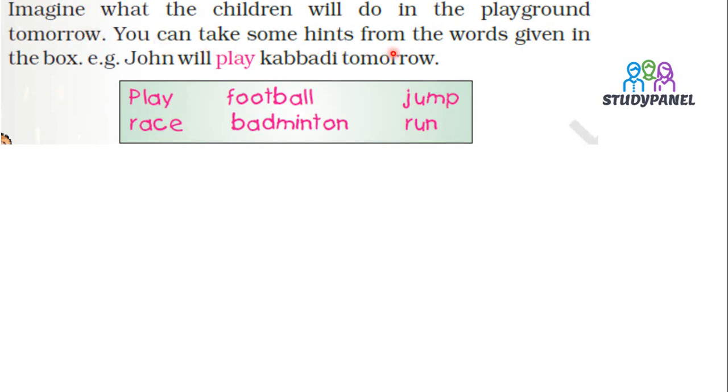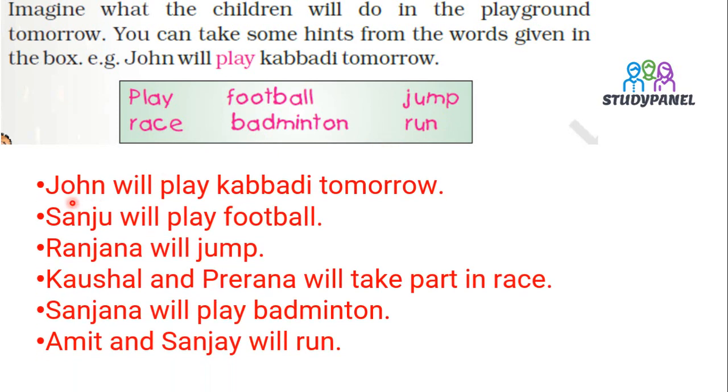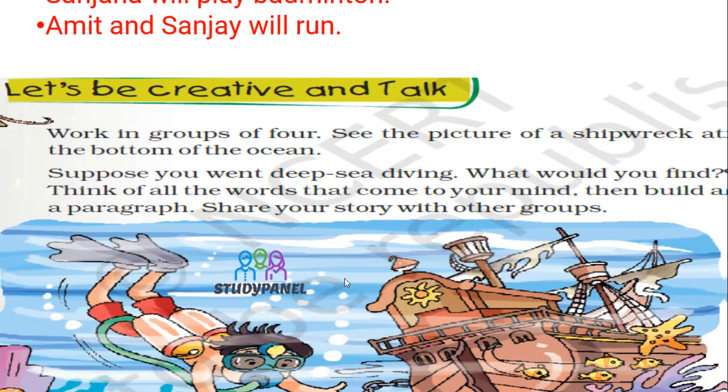Okay. Now, imagine what the children will do in the playground tomorrow. You can take some hints from the words given in the box. Example, John will play kabaddi tomorrow. Now see, kal bacche jo kya karne wala hai, that means we will write the sentences in a future tense. So will means kal kya karne wala hai. John will play kabaddi tomorrow, Manan will play football tomorrow. So like that, we have to write this in our notebook. John will play kabaddi tomorrow, Sanju will play football, Ranjana will jump, Kaushal and Prerana will take part in race, Sanjana will play badminton, Amit and Sanjay will run. Means whenever we want to tell something that tomorrow this thing will happen, we'll use will and shall for that.